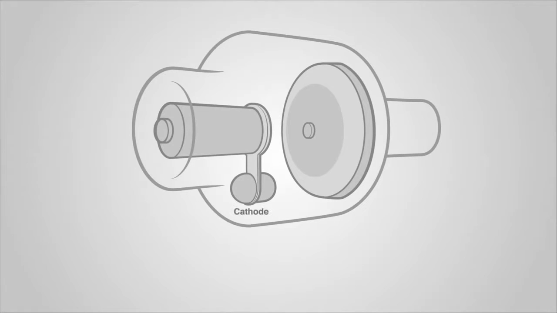The cathode is heated to cause the release of electrons. These are accelerated by a high voltage towards the anode, which is positively charged relative to the cathode. This whole process needs to be conducted within a high vacuum. Otherwise, the electrons will strike air molecules and thereby lose their energy before they reach the anode.